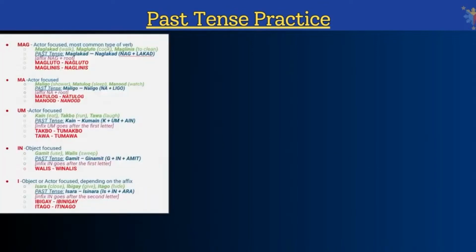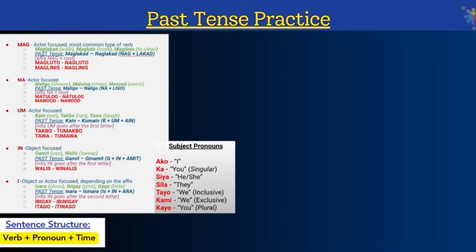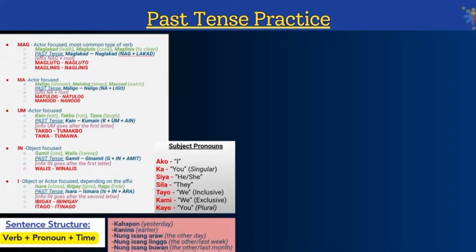All right, so up here in the top left corner are the conjugation patterns that we just learned for all of the different types of verbs. Then here are some subject pronouns that we learned. And then the sentence structure is verb plus pronoun, and then the time goes at the end. And then here are some vocabulary terms to indicate past tense.